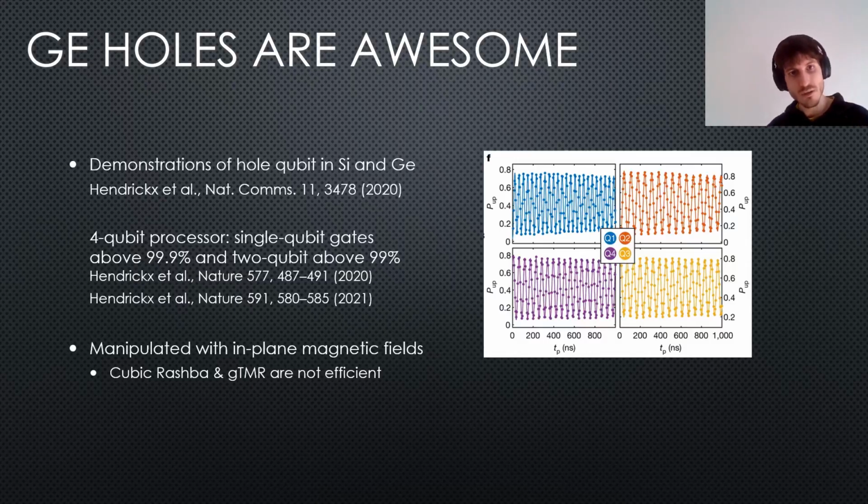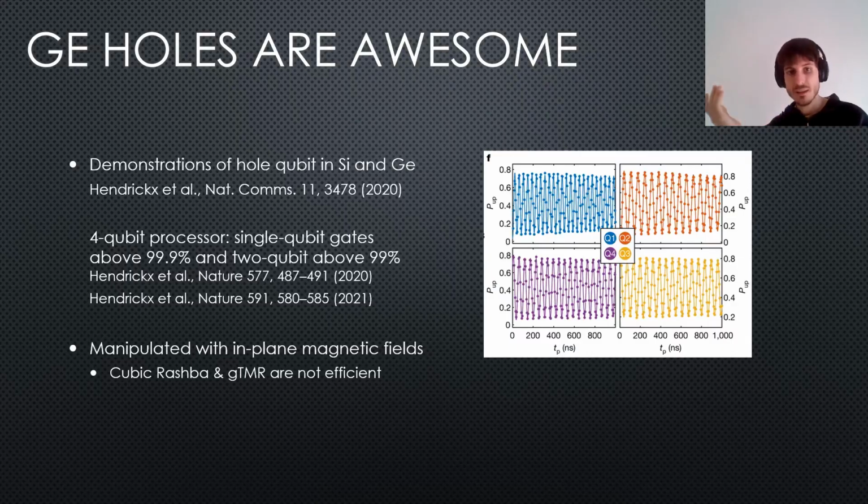And well, there are already very nice demonstrations in both silicon and germanium. There's a 4-qubit processor in Delft, where they have shown very nice single qubit gates and 2-qubit gates. And one interesting thing about these works is that they were able to manipulate the spin within plane magnetic fields. However, the conventional theory says that in these planar isotropic quantum dots, you expect cubic Rashba.